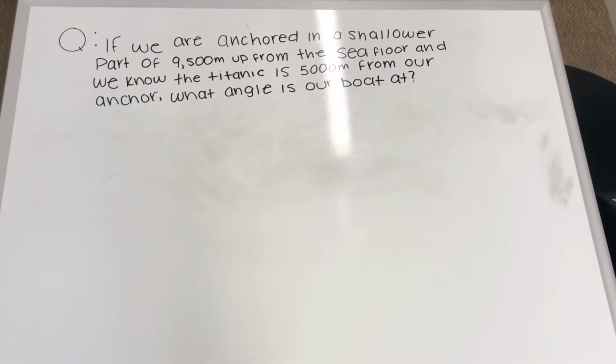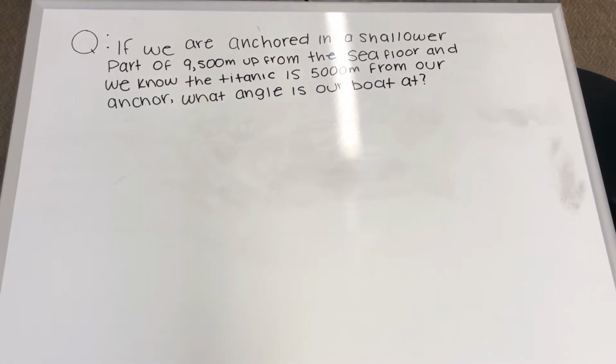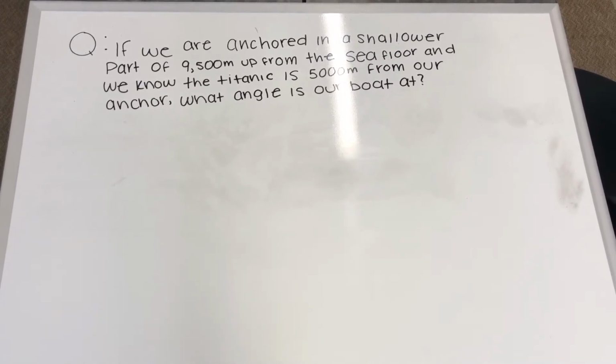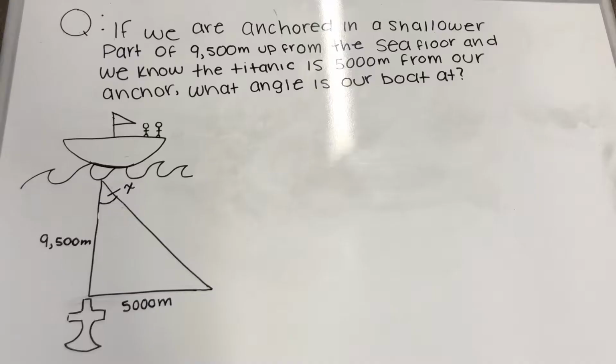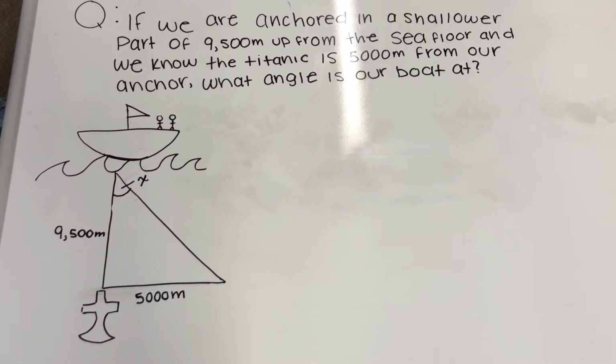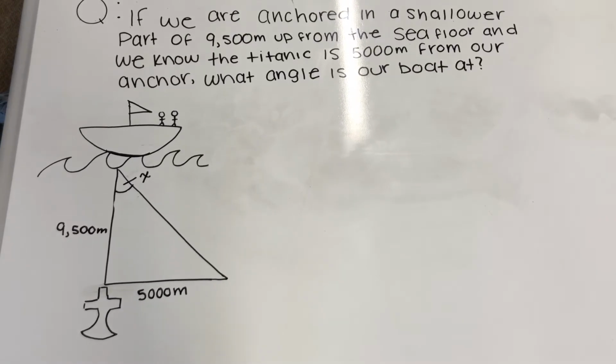If we are anchored in a shallower part of 9,500 meters up from sea level, and we know that the Titanic is 5,000 meters from our anchor, what angle is our boat at? First, I drew out the problem so that you can get a better understanding of what is happening, and don't forget to put your calculator in degree mode.